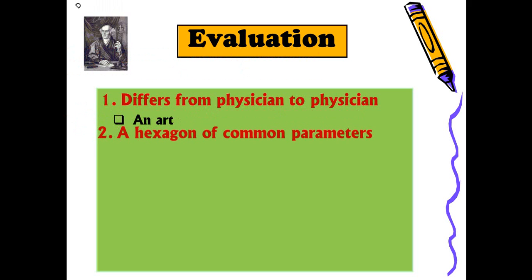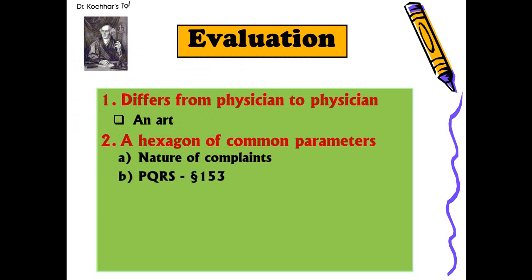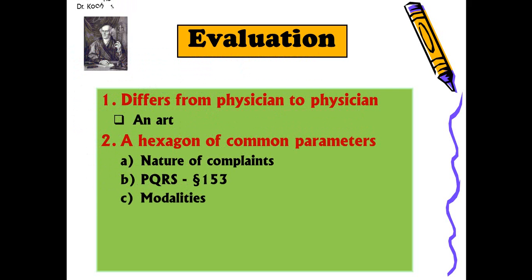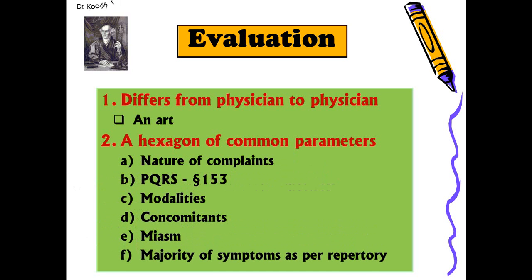So for that, a hexagon of common parameters, 6 features have been enlisted here, on the basis of which we have been making evaluation. One is nature of complaints. That is particularly the locations and sensations, nature of complaints. What is the type of complaint? What is the nature of complaint? On the basis of that also we can do an evaluation. That is when it identifies, when it becomes a typical type.